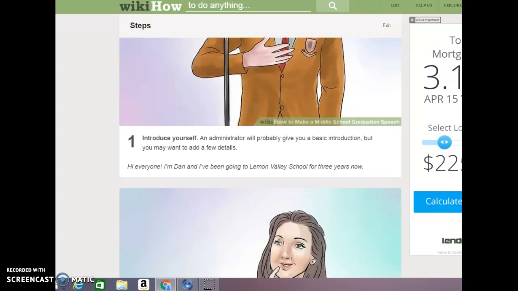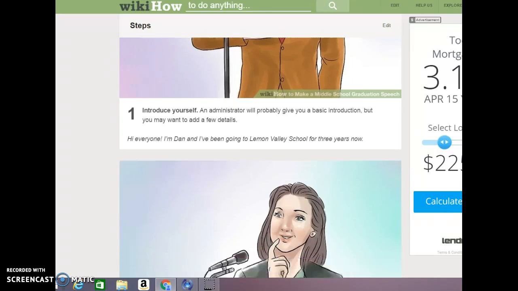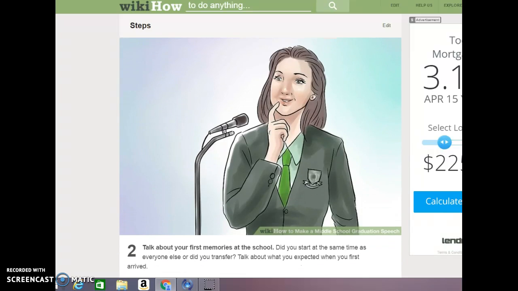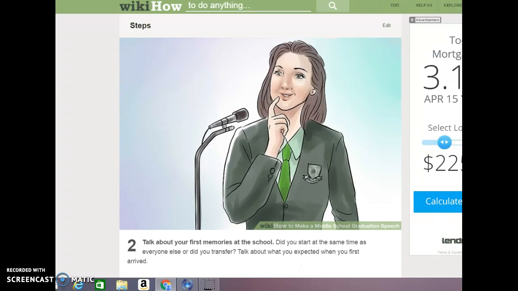Step 2 is talk about your first memories at school. So did you start at the same time as everyone else? Have you been here since kindergarten? Did you come in as a 4th grader?